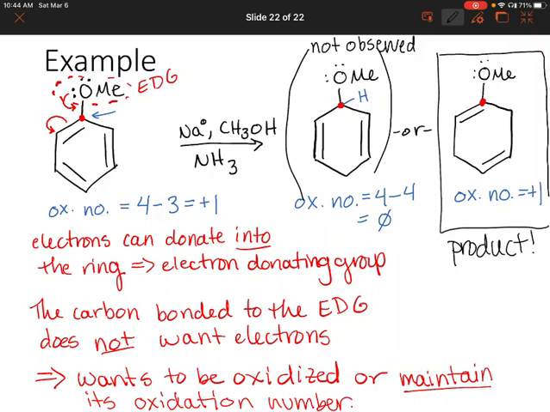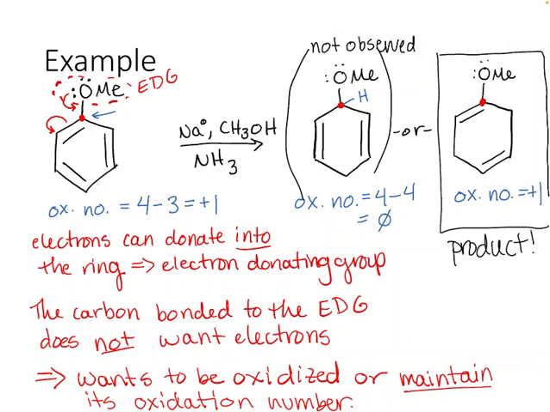Okay, so again, on this problem, we saw that the substituent on the benzene ring could donate electrons into the ring. So the carbon that it's bonded to actually has enough electrons. It does not want any more electrons because electrons are being donated towards it. So it actually wants to either maintain its oxidation number or increase its oxidation number. So we saw that out of the two potential products, the second one was the preferred product because the oxidation number was maintained.